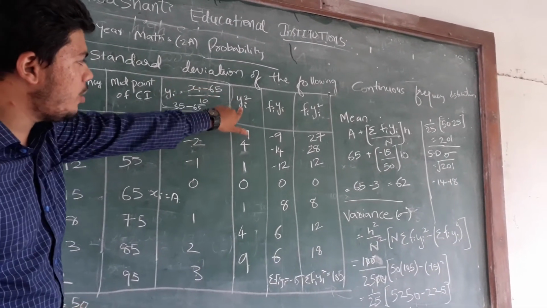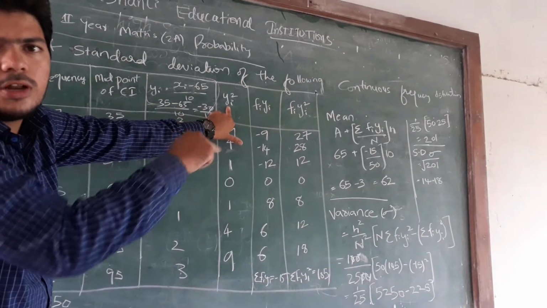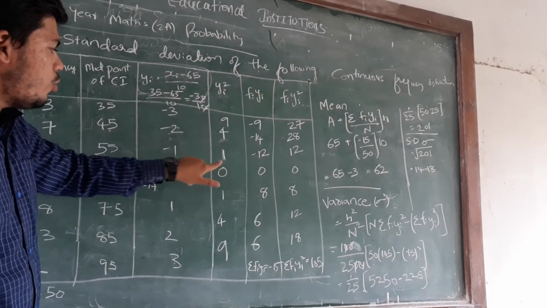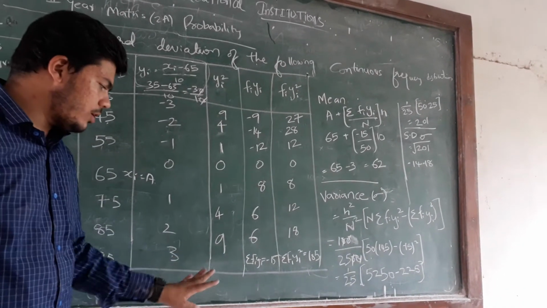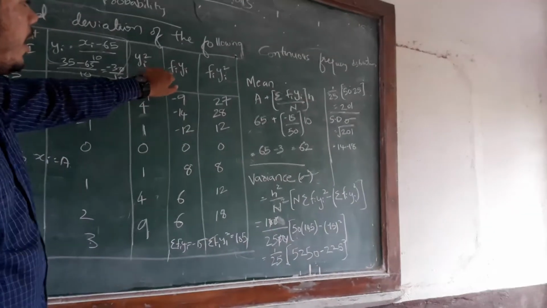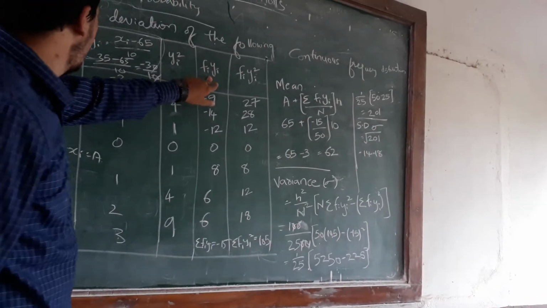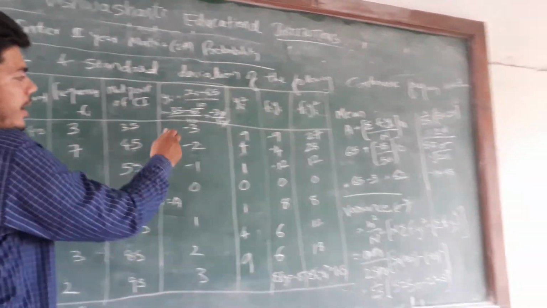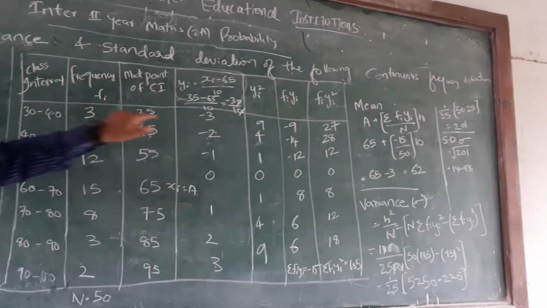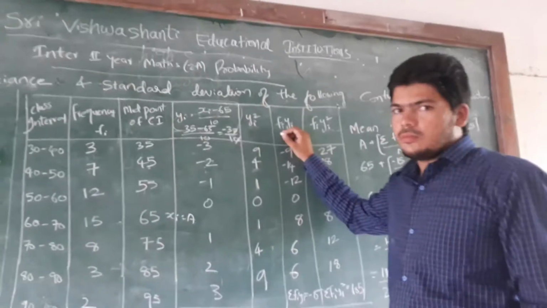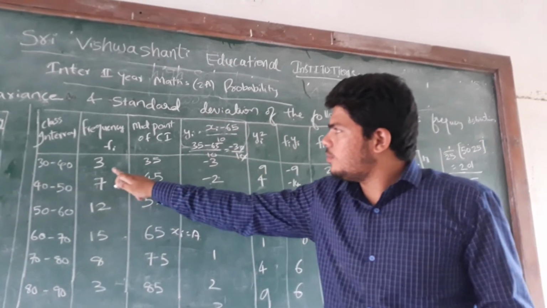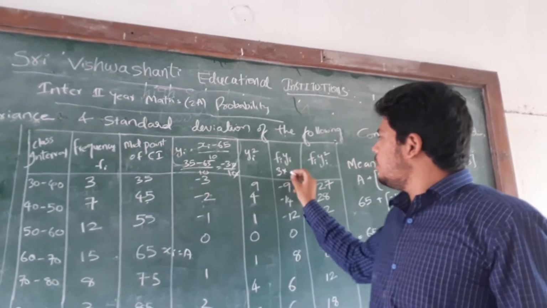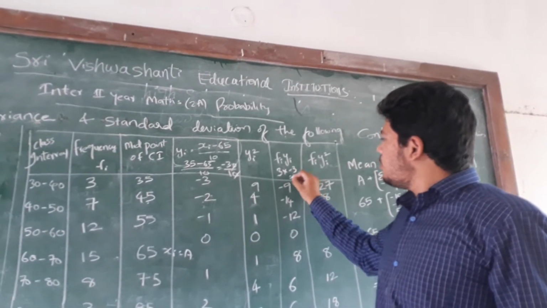Let's create this yi whole square, because in that formula we will use all these terms. Yi whole square: minus into minus is plus, so 9, 4, 1, 0, 1, 4, 9. We are just squaring them. Now fi yi. What is the value of fi? Fi is the frequency, and yi we have got from the formula. We are just multiplying: fi is 3 and yi is minus 3, so 3 times 3 is 9, minus into plus is minus 9.